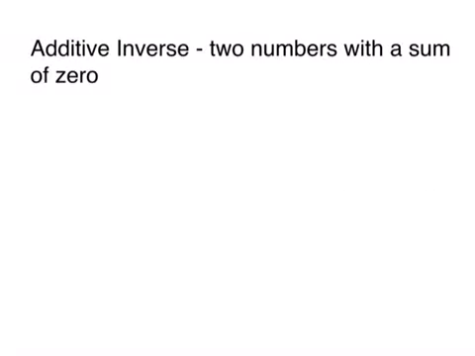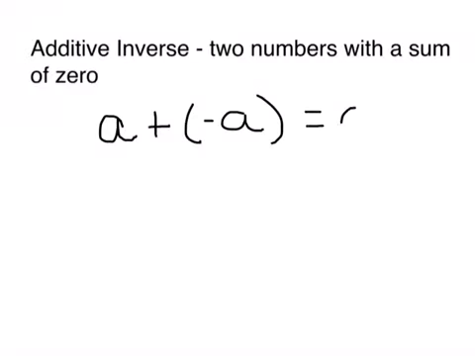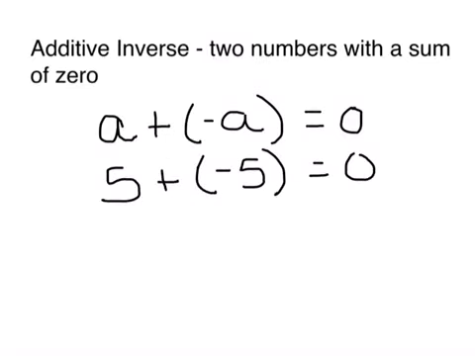The next property is the additive inverse. When you take two numbers and add them together and get 0, this would be the additive inverse. And an example of this would be if we take a plus a negative a, we'll get 0. Or if we take 5 plus negative 5, we will also get 0.